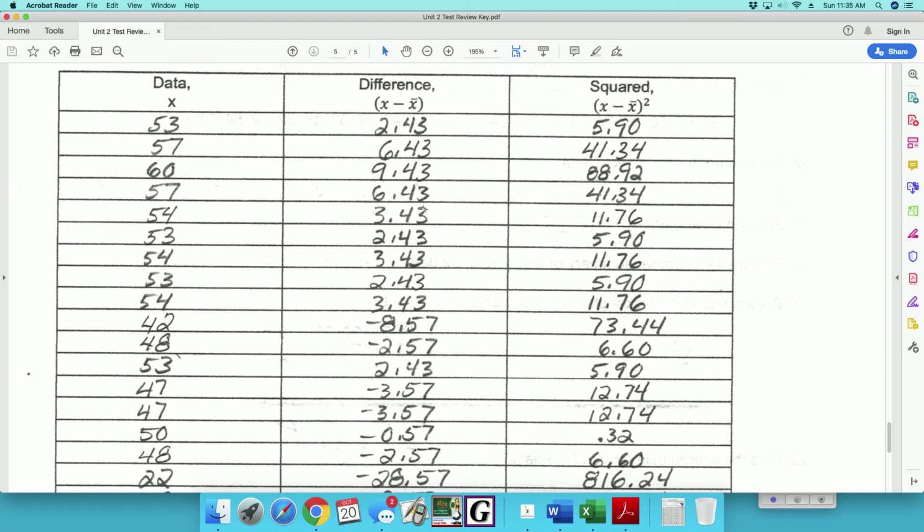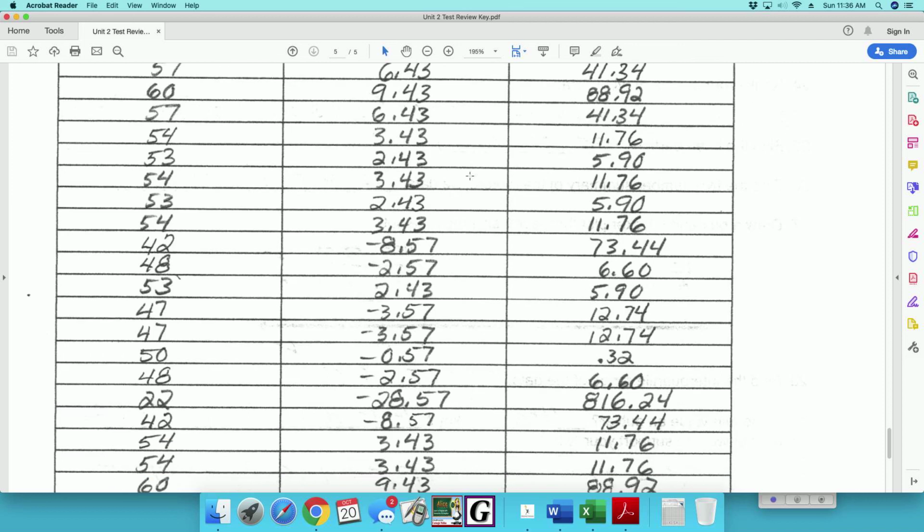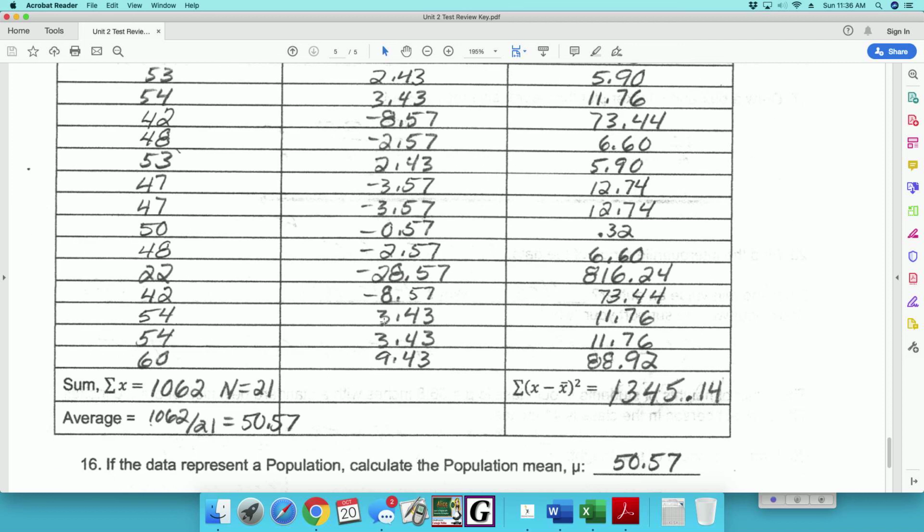If you're using a calculator, go ahead and square it right away so you can get your difference squared. So 2.43 squared is 5.9. Do the same thing for every single point. If you were to add up this column, you'd come very, very close to 0. What we really need is the sum of the differences squared. So we're going to add up this third column, and our total of this is 1345.14.